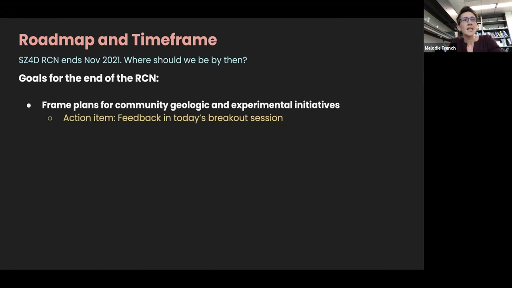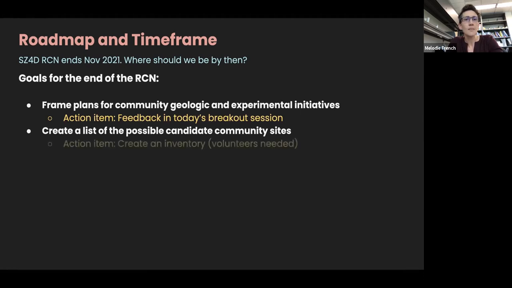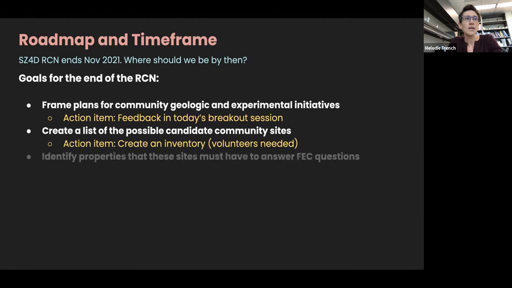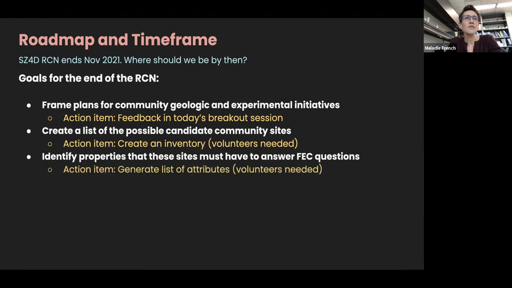And for that, we really need to get your feedback during the breakouts on the 3 community initiatives we outlined in today's breakout sessions and in the survey. On a more logistical side, and to be consistent with SC4D decision-making process, we need to create a list of possible community exhumed analog sites. And we'll be asking for volunteers to help us with this in the survey we send out after the town hall. Similarly, we need a list of properties that the community sites must possess to answer the science questions. And we'll be asking for volunteers for this in the survey as well.